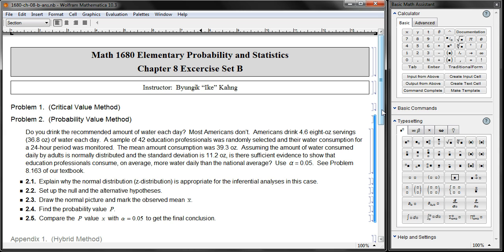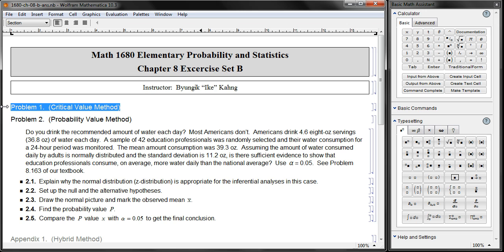Nonetheless, this is the most preferred method by our textbook, so let's talk about it. For the other method, please refer to a separate video.